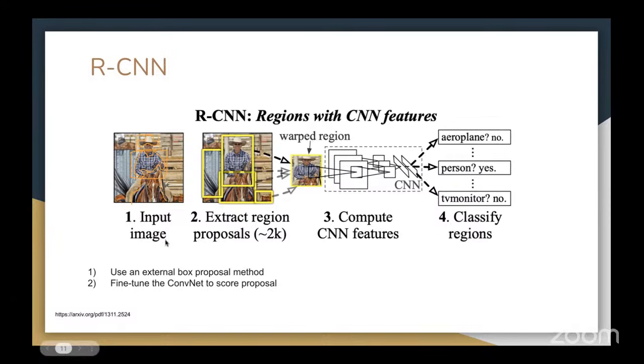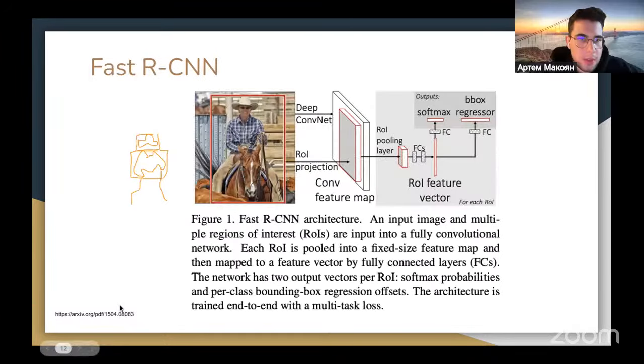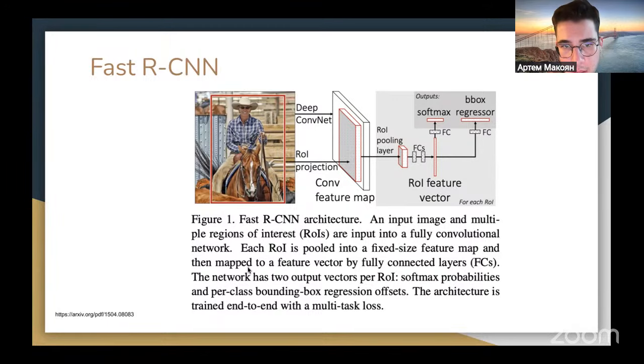Okay, let's continue. Fast RCNN. The main idea is that we spend much time extracting each region, each bounding box, and putting it as input to a convolutional network, where we can do faster. The idea is that the convolutional network first extracts features.